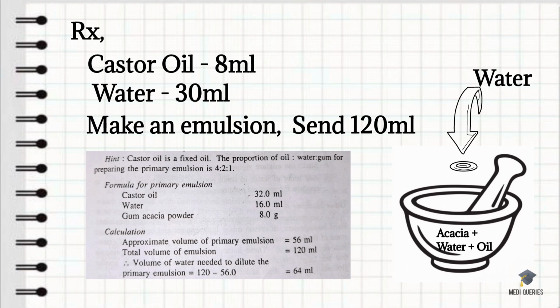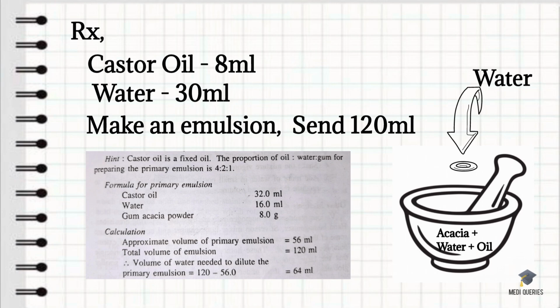Method: powder the gum acacia, toss into a mortar, add water and triturate to form a mucilage. As it is a wet gum method, we are adding the water at the starting stage. Add the required quantity of the castor oil in small proportion with rapid trituration until a clicking sound is produced and the product becomes white or nearly white. And then add more of the water in small proportion to the primary emulsion with trituration to produce the required volume. Transfer the emulsion to a bottle, label it and dispense.